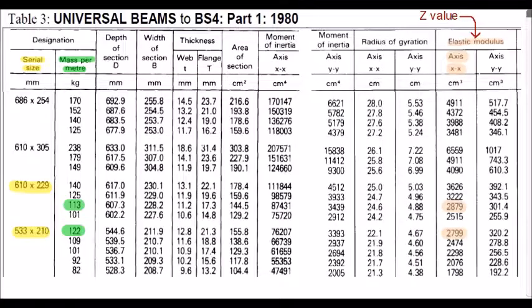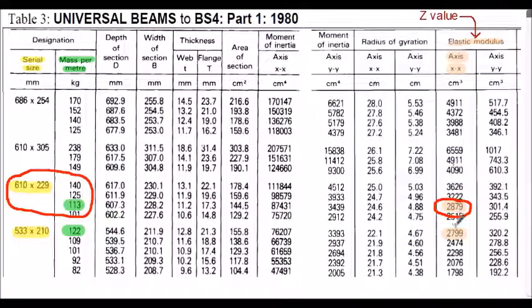Again, from our universal beam table, considering the section modulus column here about the x-axis, if I scan down the column, I need 2,800 minimum section modulus. I can see I've got a 2,879. So a 610 by 229 by 113 kilograms per meter will be my minimum mass section. Scanning further down the column, I can see this section here is essentially a valid section.